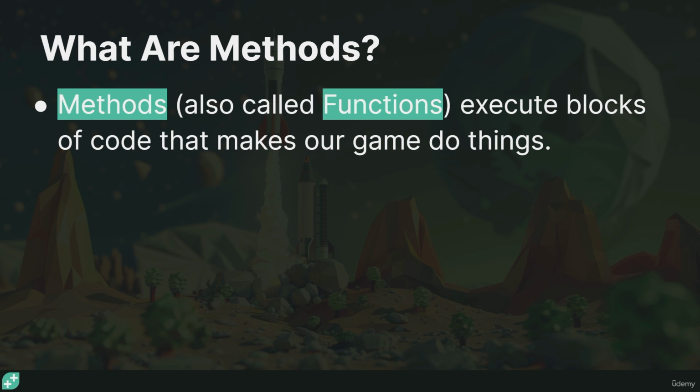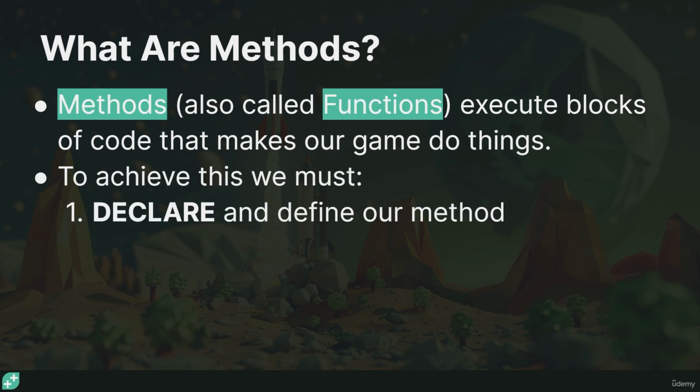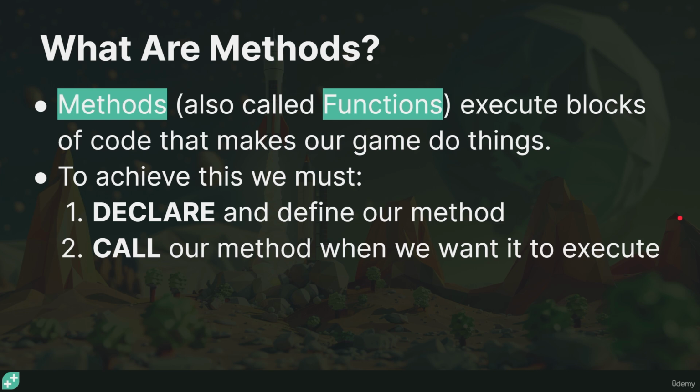Methods, also known as functions, execute blocks of code that make our game do things. To achieve this, we must, first of all, declare and define our method. We need to give it a name and say it exists, and then we need to say what it actually does. And then we also need to call our method when we want it to execute.